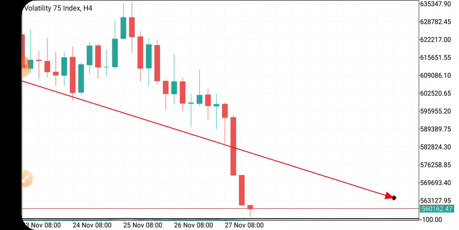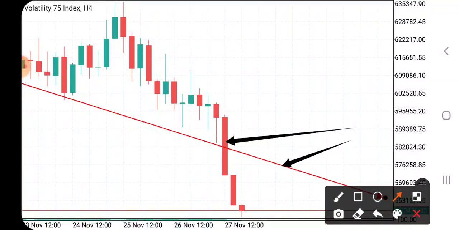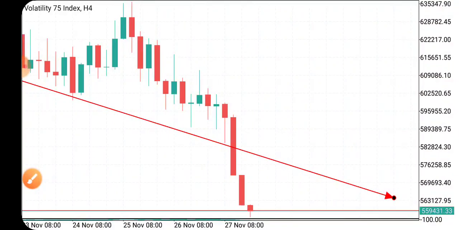But currently this candlestick right here is so powerful. The momentum is high that it breaks our trend line, and closes below the trend line, and another candlestick formed. So what are we expecting? We're expecting a buy right now.